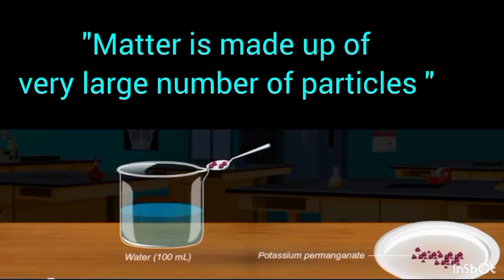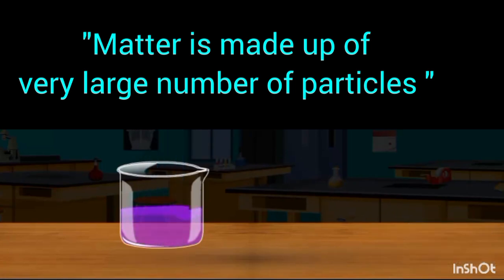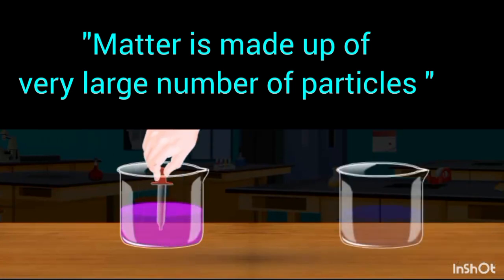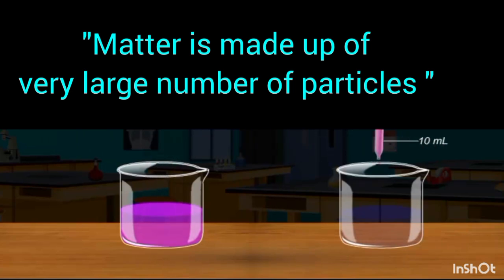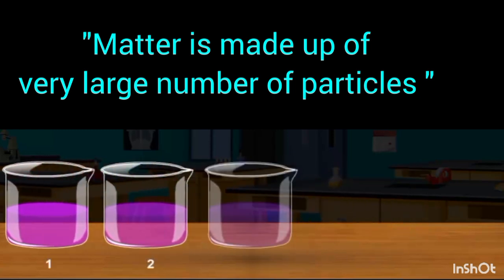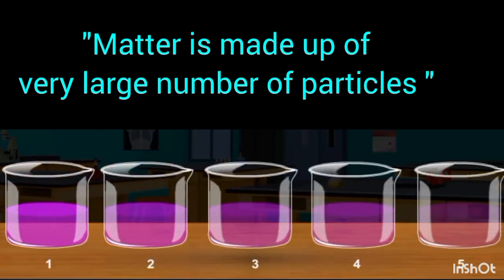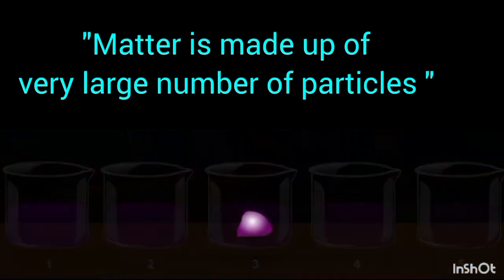Take 2-3 crystals of potassium permanganate and dissolve them in a beaker of 100 ml of water, and take out 10 ml and add it to 90 ml of water again. Then the same purple pink color is observed, and continue the process for 5 to 6 glasses. The intensity of color is decreased, but the color remains. Means we can say within those 3 crystals a number of particles are there. So we can say matter is made up of a very large number of particles.